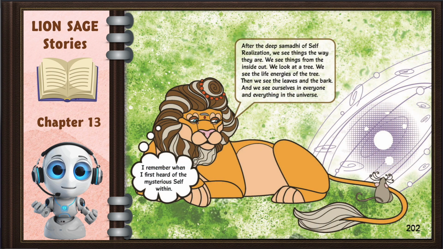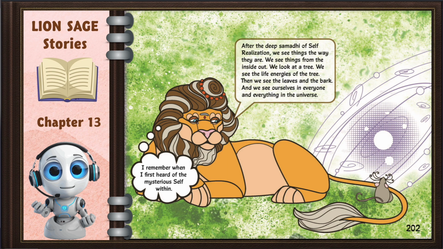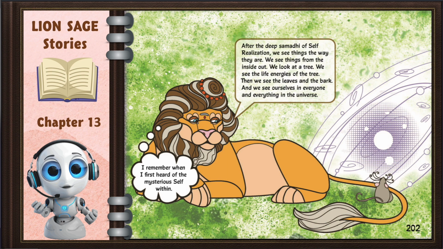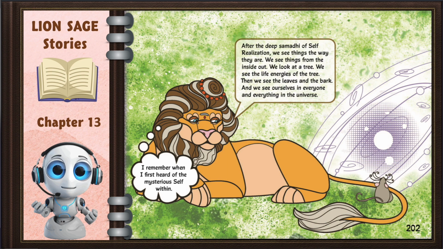I remember when I first heard of the mysterious self within. After the deep samadhi of self-realization, we see things the way they are. We see things from the inside out. We look at a tree. We see the life energies of the tree. Then we see the leaves and the bark. And we see ourselves in everyone and everything in the universe.